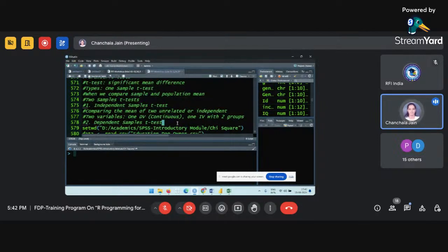Similarly, if I talk about the dependent samples t-test, here we are interested to compare the mean of two dependent groups or two related groups, right? So this is the meaning of the dependent samples t-test.